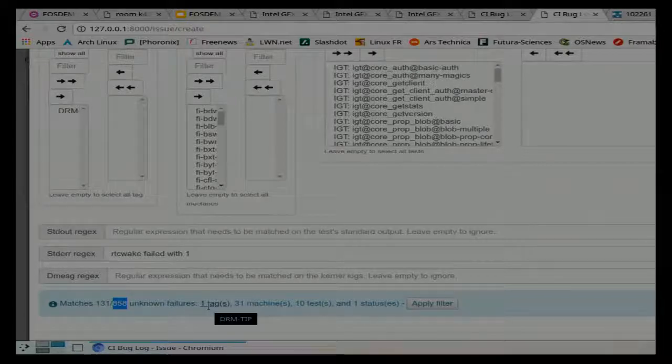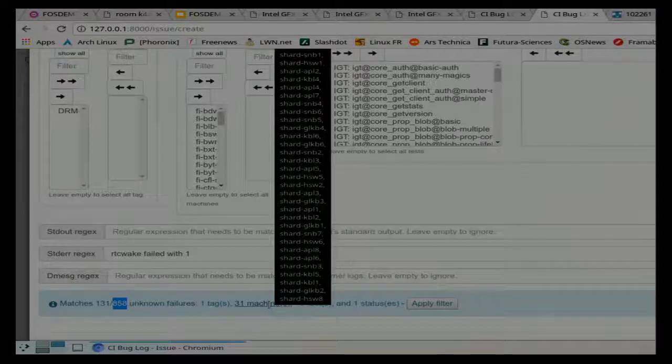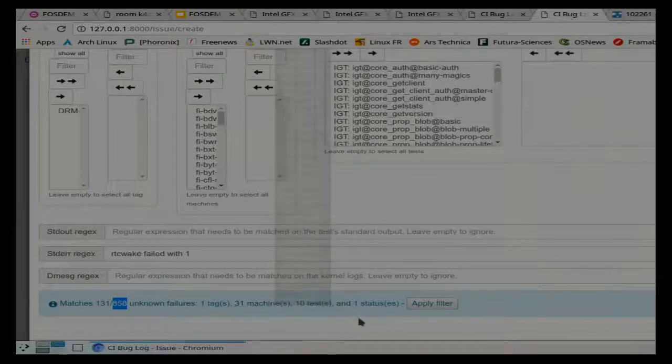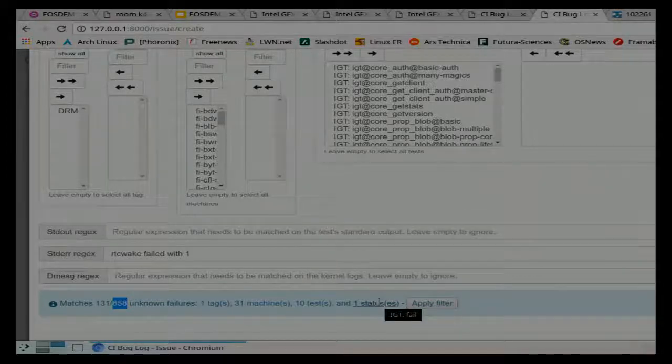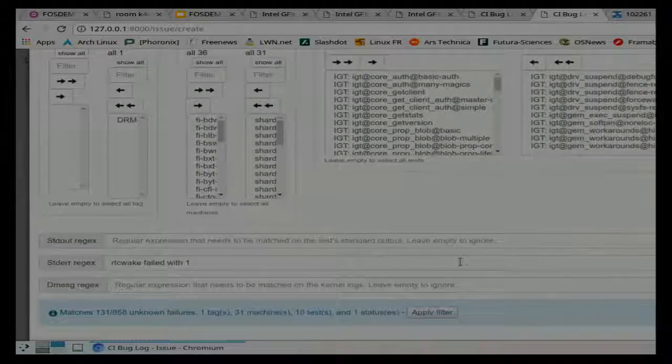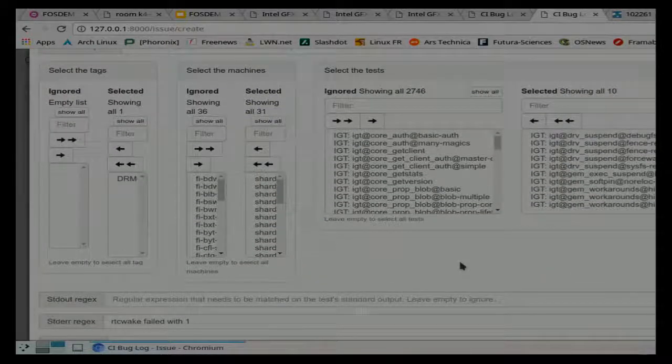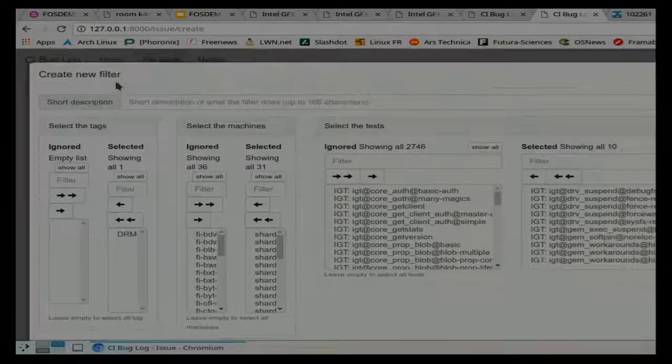So it is available on, tag, it doesn't really matter, but it's DRM tip. Then on 31 machines, that's a lot. 10 tests, and 1 status. All of them are a fail. So since I'm very lazy, I added a button so it would select everything for me. Of course, this is unreadable because the screen is super small. But I can show what it is.